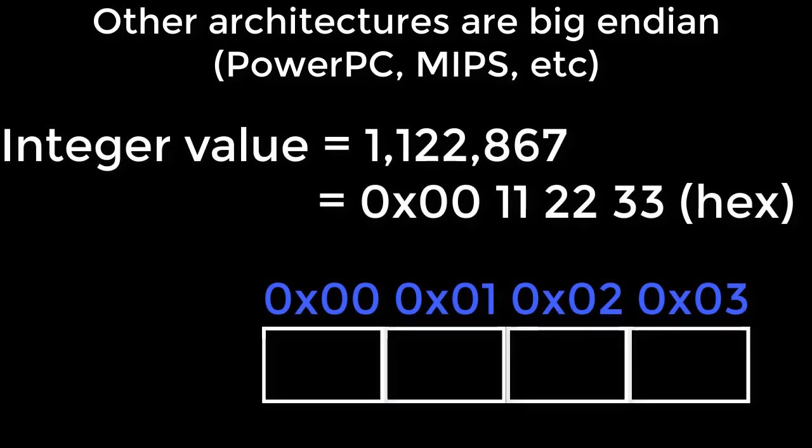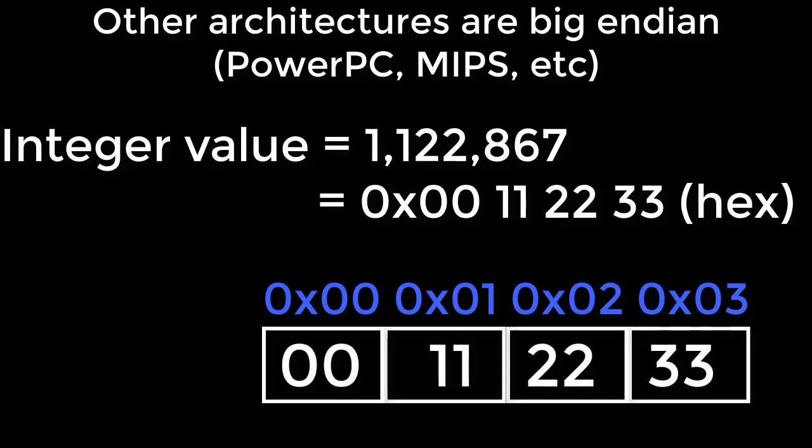Other systems, such as PowerPC and MIPS, are big endian, and they represent the numbers the way you would look at them on paper. So the first number in memory is the largest component, or the byte that's on the leftmost when written on a piece of paper.